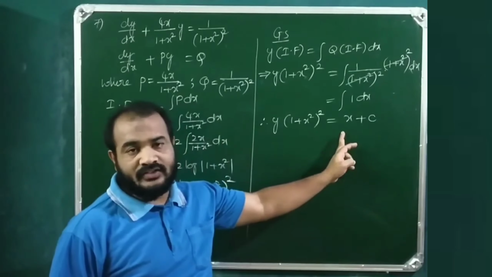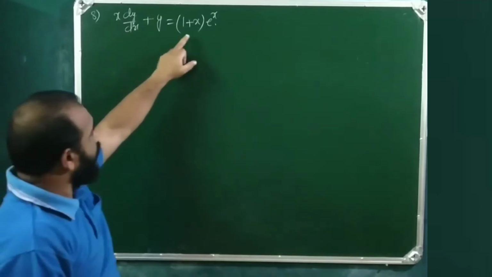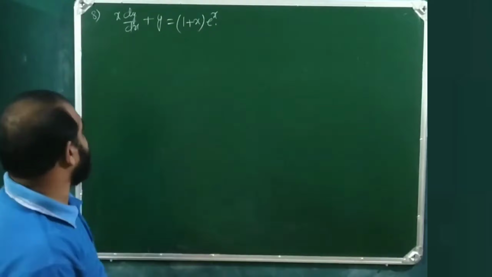Therefore y into (1 plus x square) whole square equals x plus c, the required general solution. Next: x dy by dx plus y equals (1 plus x) into e power x.